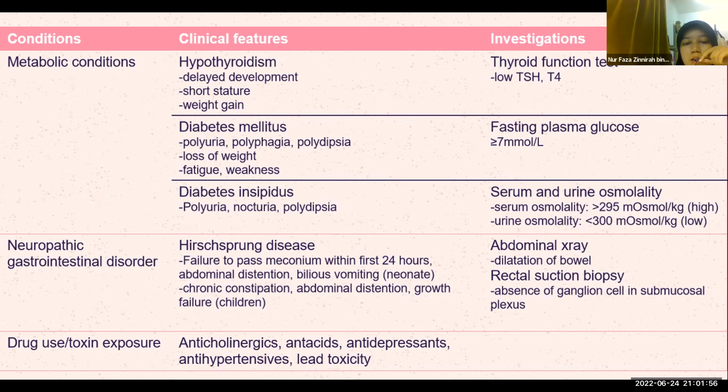And then drug use or toxin exposure also can lead to constipation, for example anticholinergics, antacids, antidepressants, antihypertensives, and also lead toxicity. So we can do a blood test to look for any evidence.